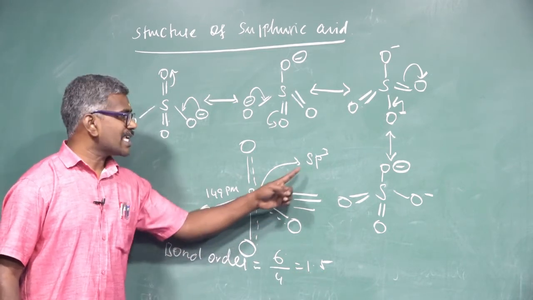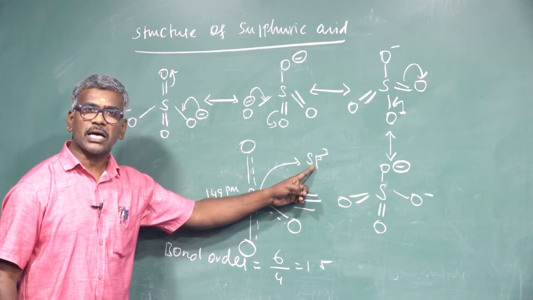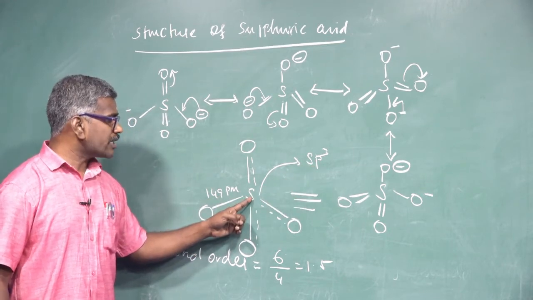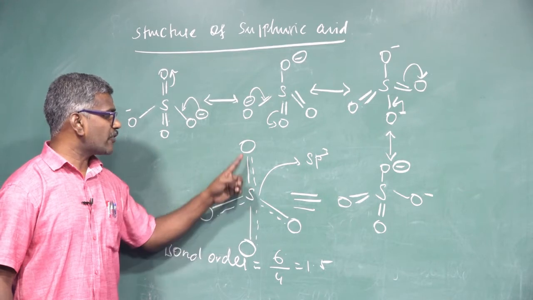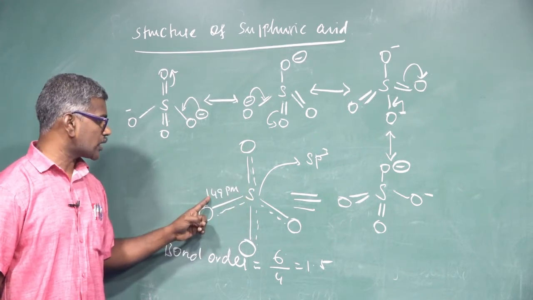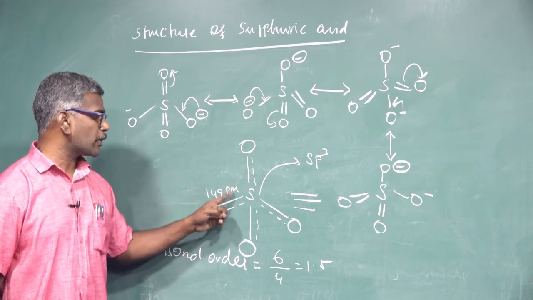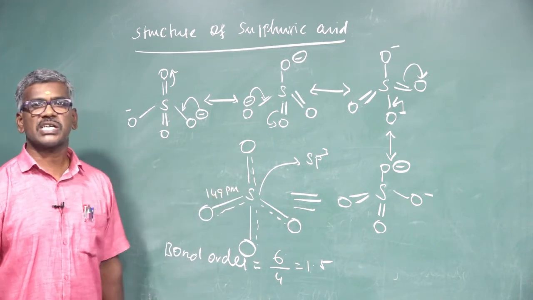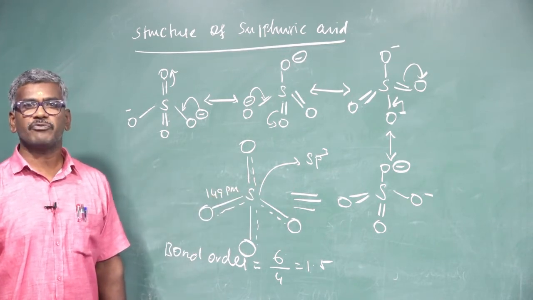Sulfur exhibits sp3 hybridization, that is, tetrahedral. All the sulfur and oxygen bond lengths are equal, about 149 picometer. These are the structures of sulfate and sulfuric acid.